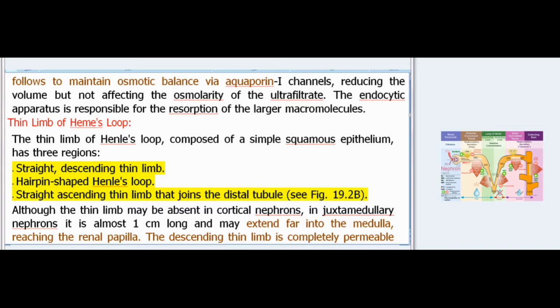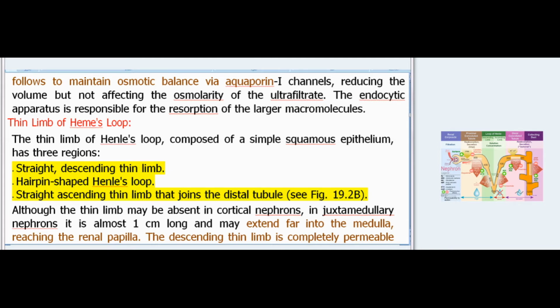Thin limb of Henle's loop. The thin limb of Henle's loop, composed of a simple squamous epithelium, has three regions: straight descending thin limb; hairpin-shaped Henle's loop; straight ascending thin limb that joins the distal tubule, see Fig 19.2b. Although the thin limb may be absent in cortical nephrons, in juxtamedullary nephrons it is almost 1 cm long and may extend far into the medulla, reaching the renal papilla.